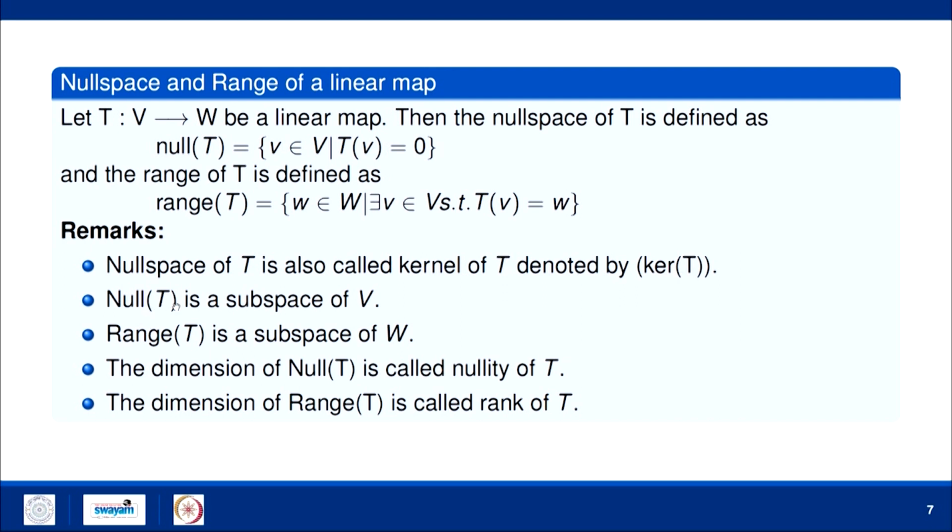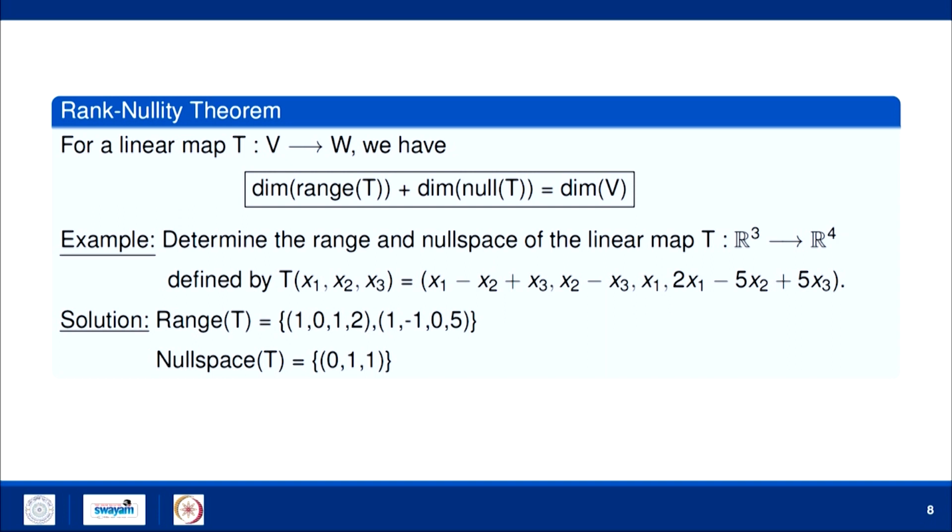As I told you, the null space of T is a subspace of V, and the range space of T is a subspace of W. The dimension of the null space is called the nullity of T. Similarly, the dimension of the range of T is called the rank of T. We have a very important result here.